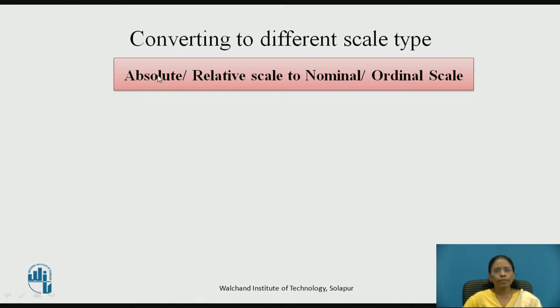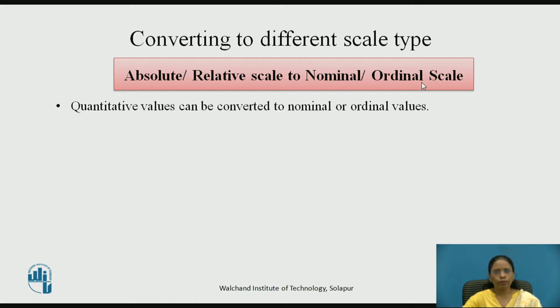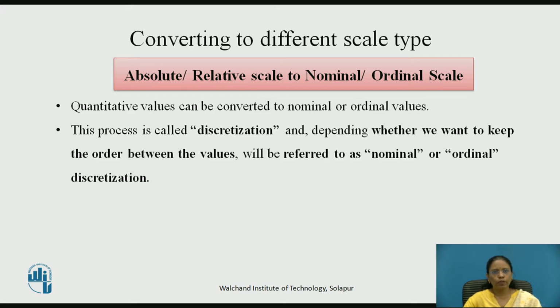Converting to different scale types: absolute or relative scale to nominal or ordinal scale. Quantitative values can be converted to nominal or ordinal values. This process is called discretization. Depending on whether we want to keep the order, the converted data can be nominal or ordinal. If we want the order, then the data can be ordinal. If we don't want the order, then the data is nominal.